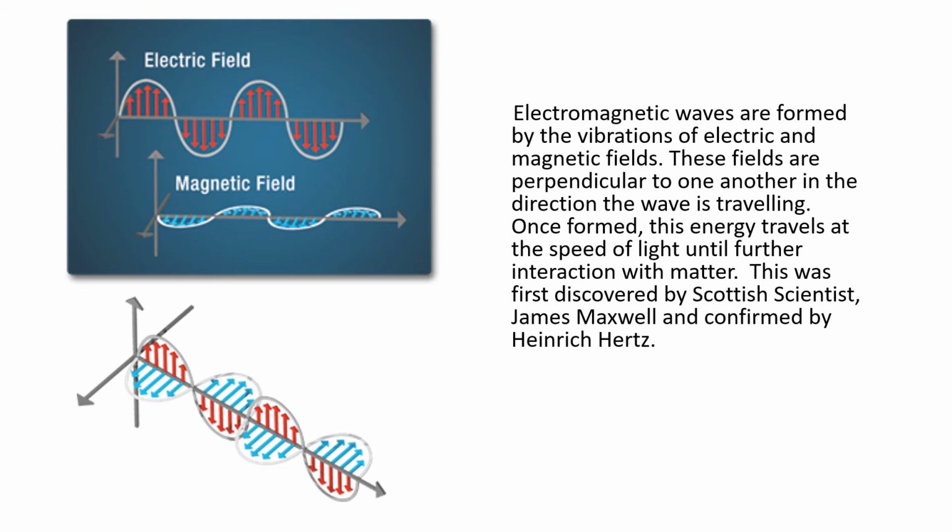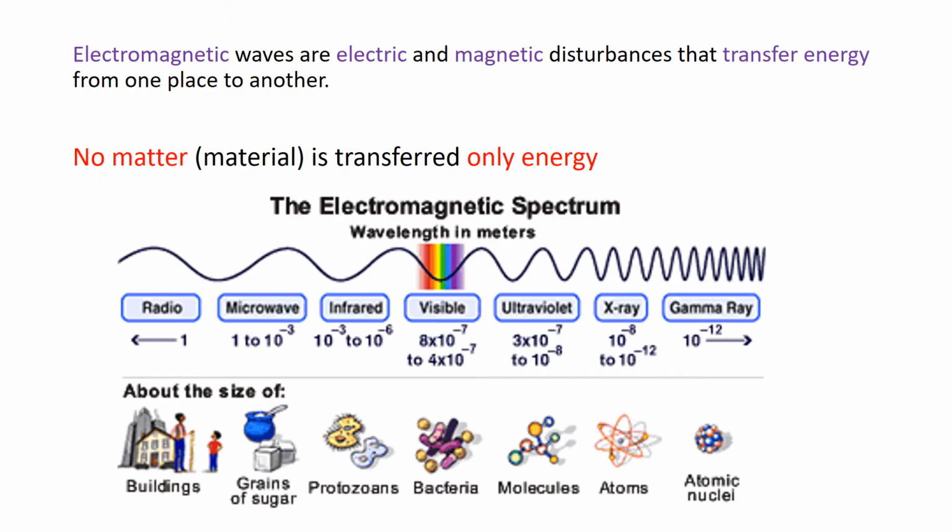Now, the person that's really key in this is Heinrich Hertz, because hertz is what we use as a unit for frequency. However, it's worth noting that Maxwell was the first person that discovered this, but it wasn't confirmed with any real scientific proof until Heinrich Hertz did some more research. So here we are. Electromagnetic waves are electromagnetic disturbances that transfer energy from one place to another. No matter is transferred, only energy.